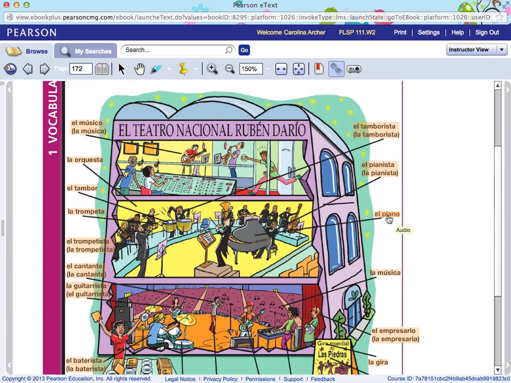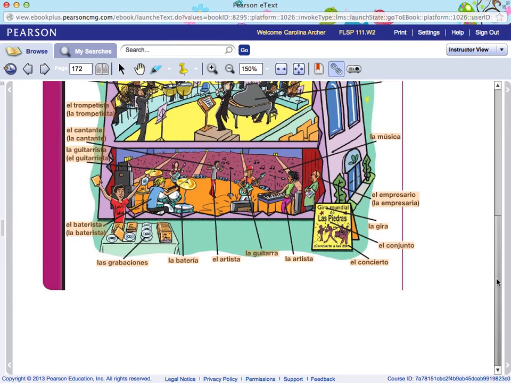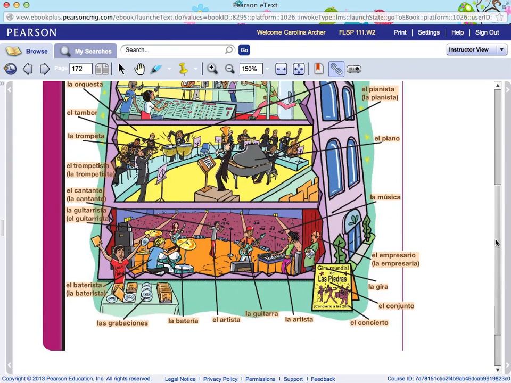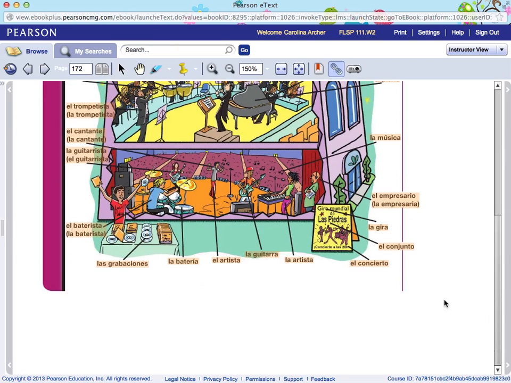El piano, la música, the music. El empresario or la empresaria would be like the supervisor or like the manager. La gira mundial is when you go on a tour. That's called a gira, la gira. El conjunto, el concierto, the concert. El conjunto means like a group, a singing group.